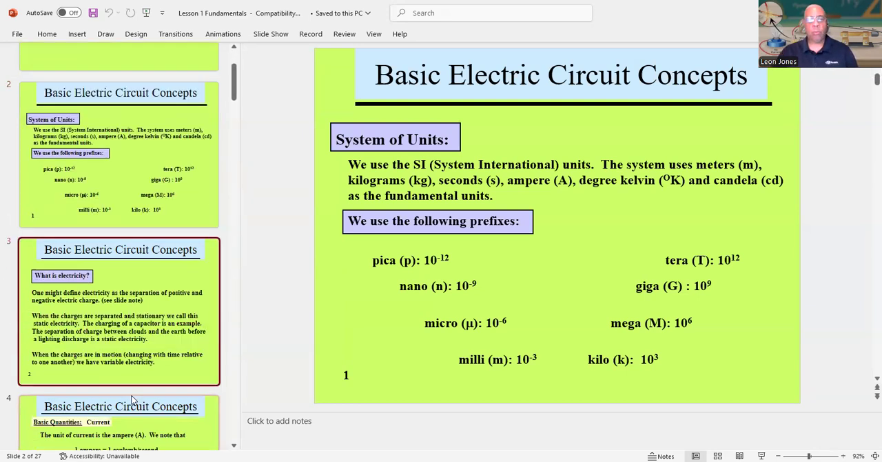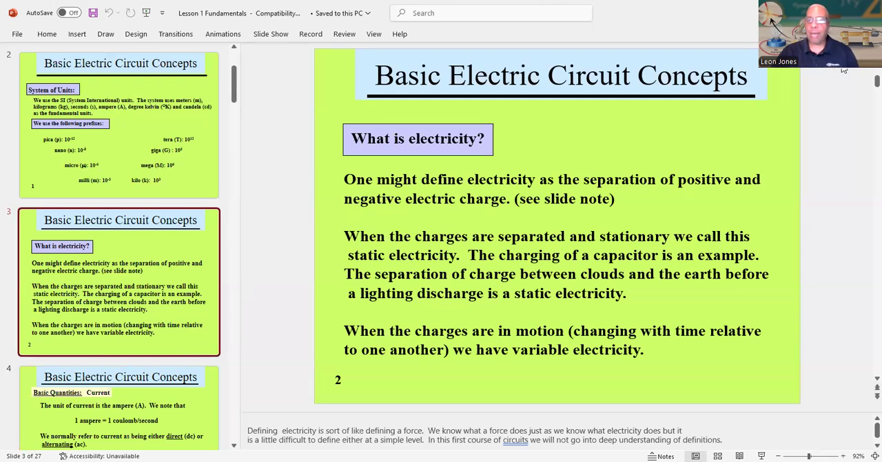Now, when we come down to concepts, well, what is electricity? One might define electricity as the separation of positive and negative charges. When the charges are separated and stationary, we call this static electricity. Now, where have you heard that word static from? Because when anything is static, everything equals zero. That's right, mechanics and statics.